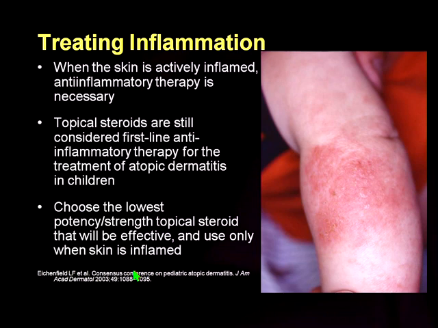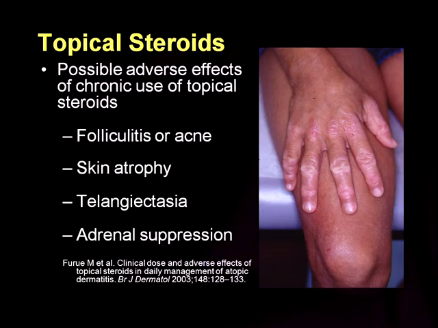And the goal, you know, you want to think about the age of the child, the location where you're putting the topical steroids. The goal is always to use the mildest strength topical steroid that you can for the shortest duration of time that you can to control the symptoms. We know there's a number of side effects that can go along with use of topical steroids, but I think we also have to think about the morbidity that goes along with atopic dermatitis and weigh the pros and cons of the medication when approaching each child.